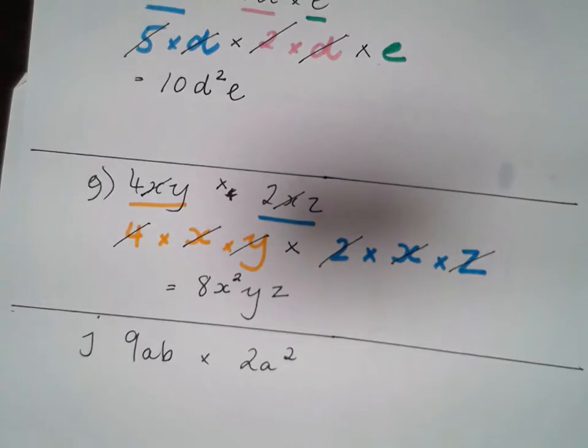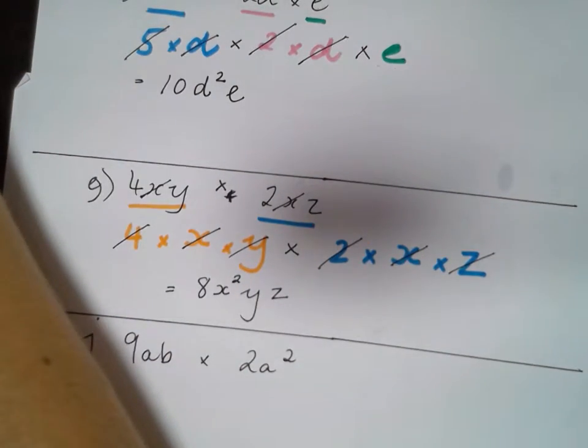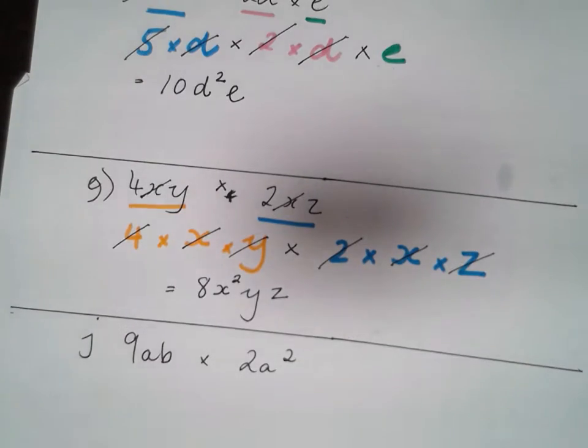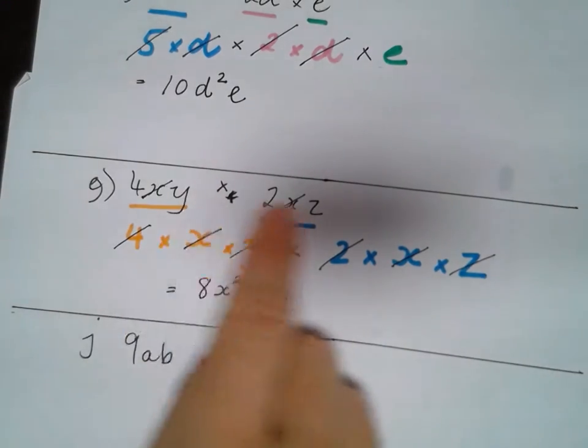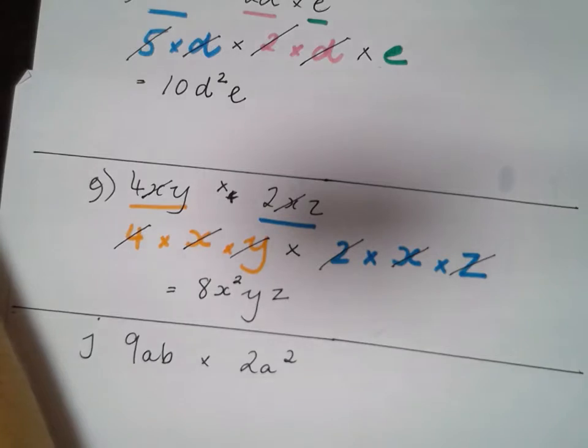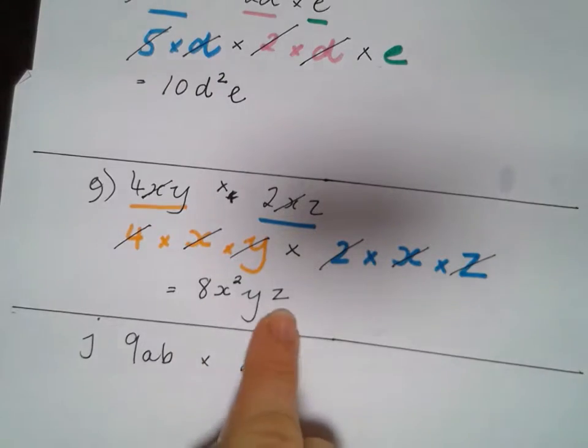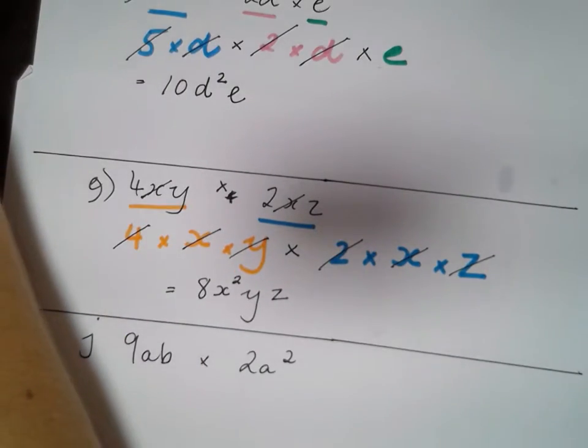Sorry, could I just check really quickly that I wrote that question down correctly from the slide? 4XY, 2XZ. Yep, just wanted to make sure I hadn't made a mistake in the question here, from your slide, because that wouldn't be very helpful. Yep, it's the same question, so that's a good example there. X squared, YZ on the end. Okay, let's keep going.